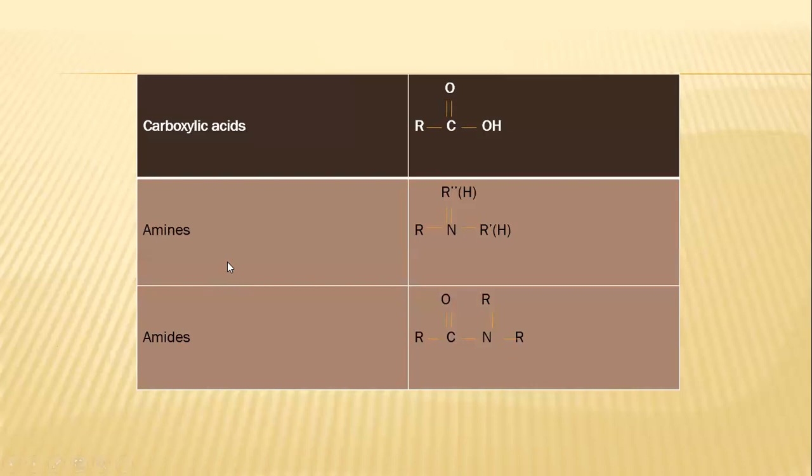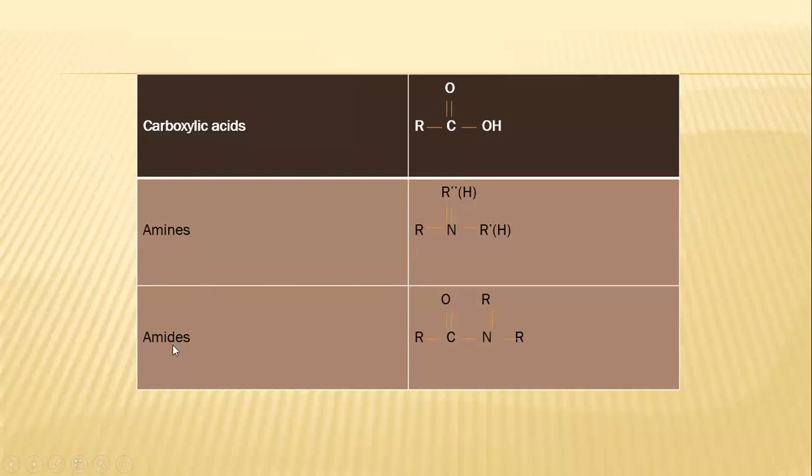If the nitrogen has 2 R's, then that is a secondary amine. If it has 3 R's, then that is a tertiary amine. So these amines are primary, secondary, tertiary. At the end, you call them amines: methylamine, ethylamine, dimethylamine, diethylamine, trimethylamine, triethylamine. That way you call them amines at the end. So the NH2 bond will be there.